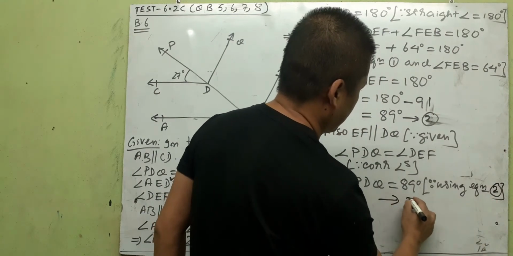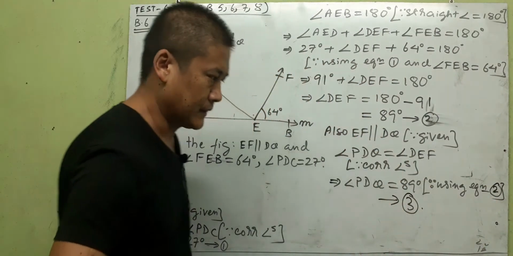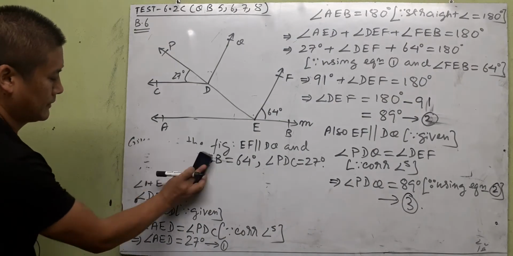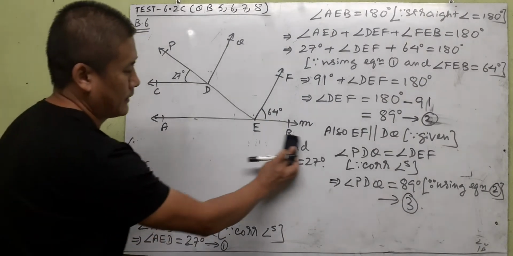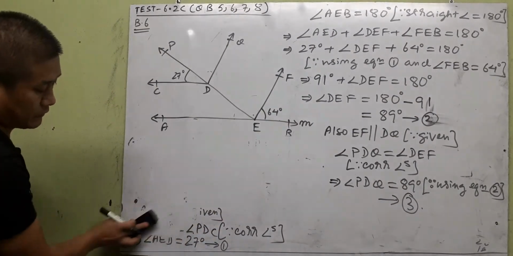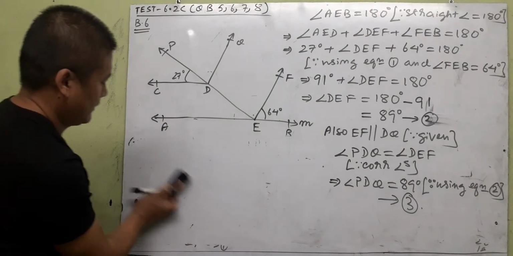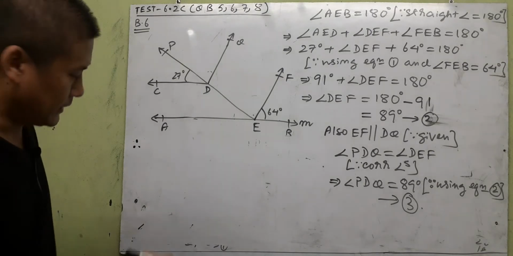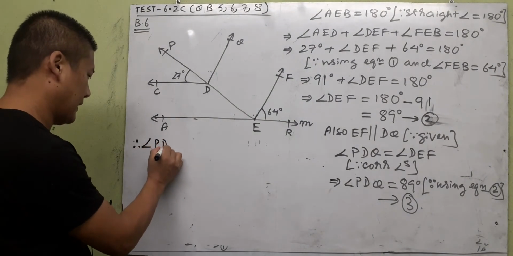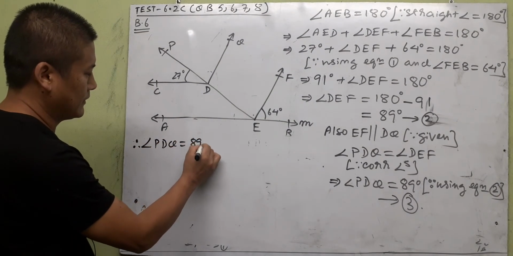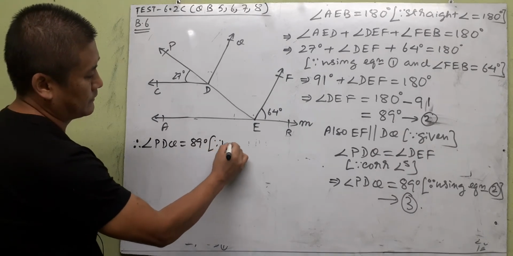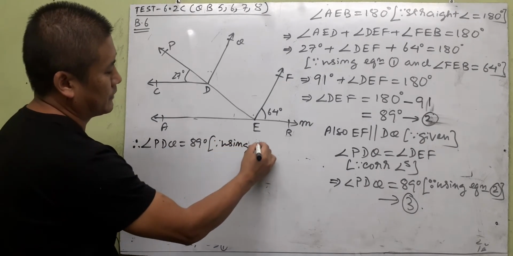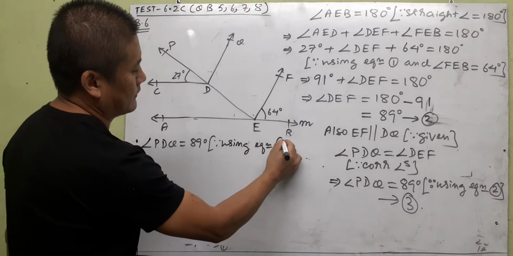So let us put this one as equation number 3. So we can write our final answers. All the 3 angles that were asked to be found out are now found out. So just a matter of writing it down. Therefore, the first angle PDQ, they asked this, is equal to 89 degrees, as you can see by using equation number 3.